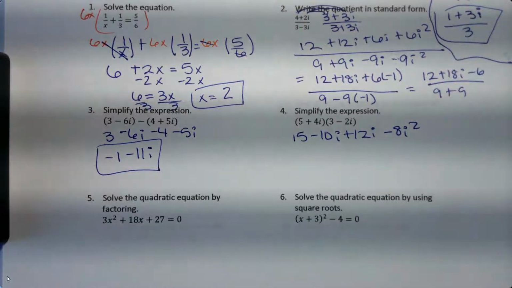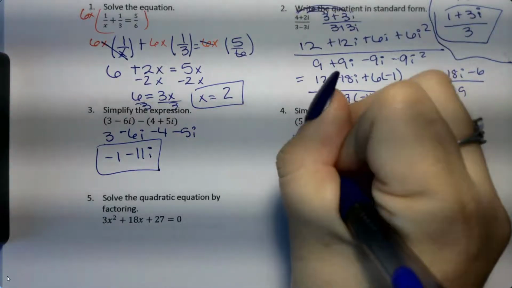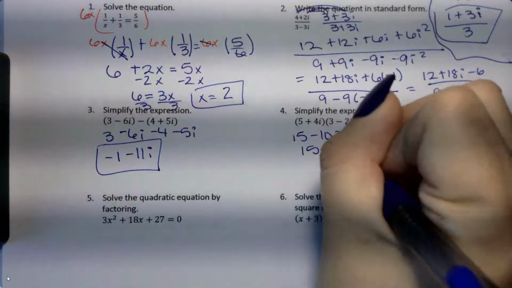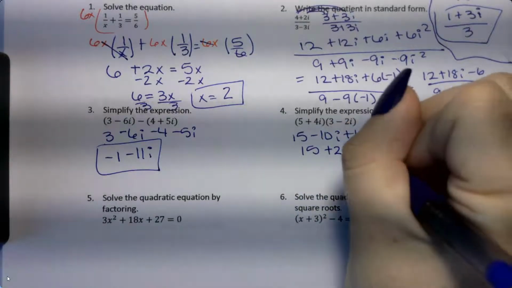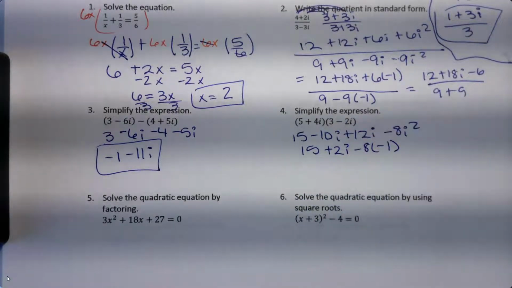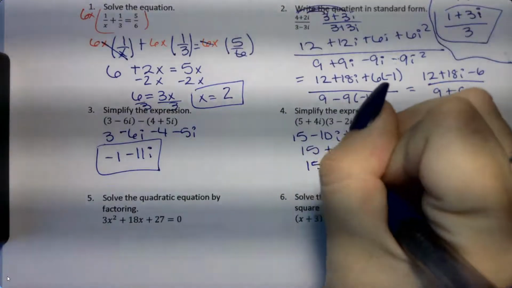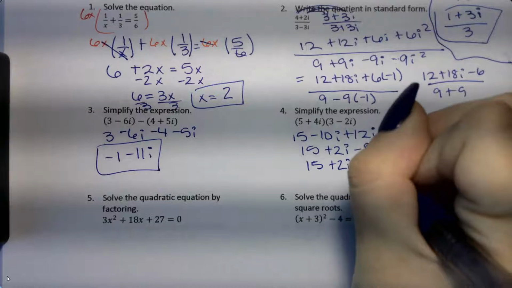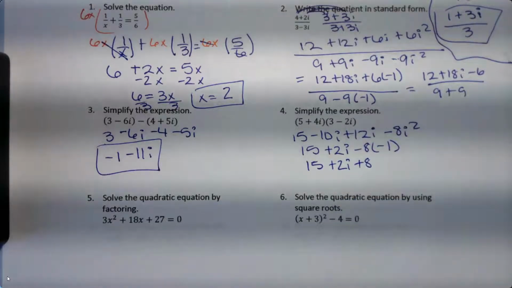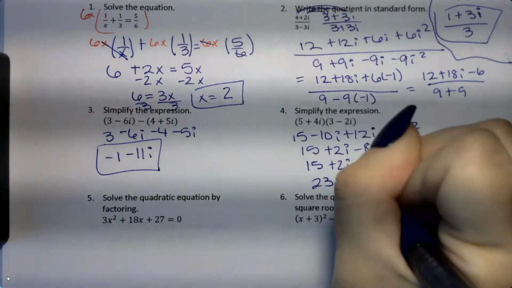So then I want to go ahead and combine my middle terms. I'm going to have 15 plus 2i, and then minus 8 times negative 1, because i squared turns into negative 1. So I have 15 plus 2i plus 8. 15 plus 8 is 23 plus 2i.